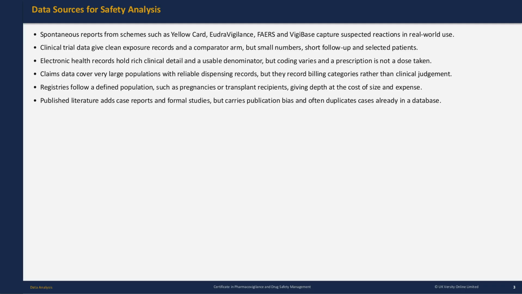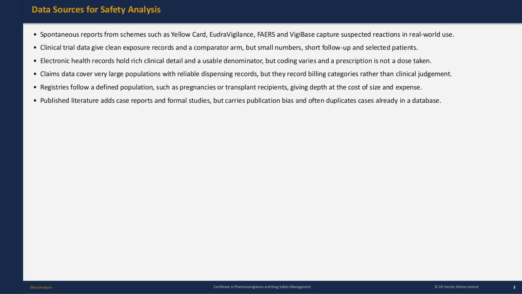Data sources for safety analysis. Spontaneous reports from schemes such as Yellow Card, Vigilance, FAERS, and VigiBase capture suspected reactions in real-world use. Clinical trial data give clean exposure records and a comparator arm, but small numbers, short follow-up, and selected patients.